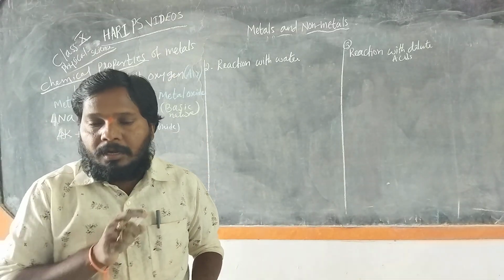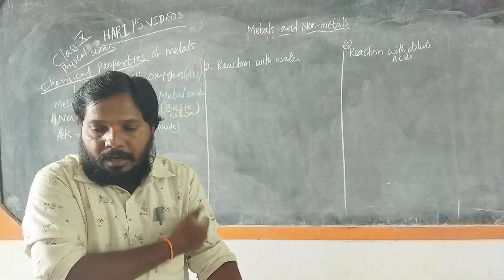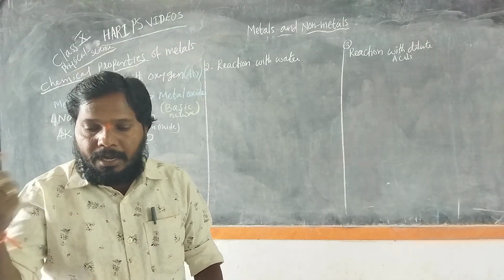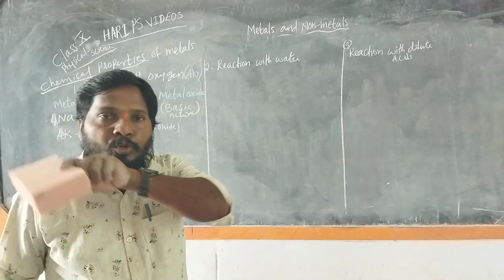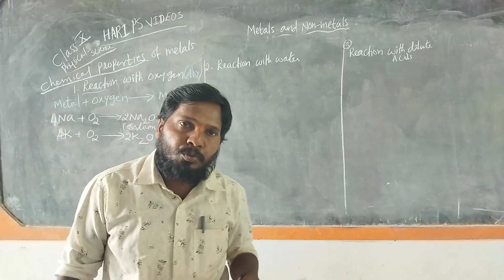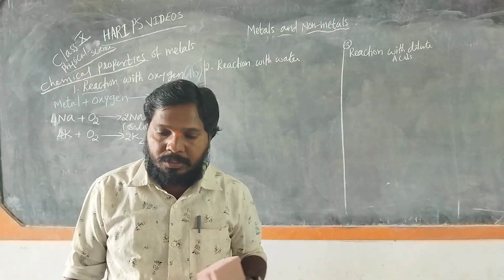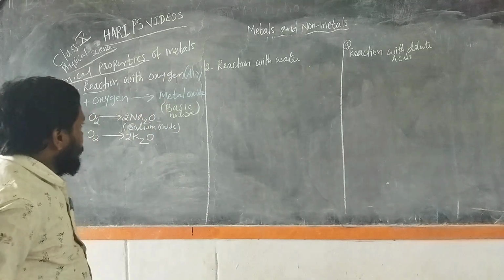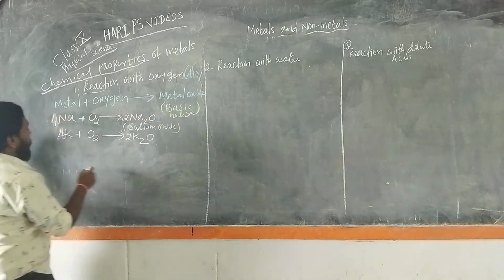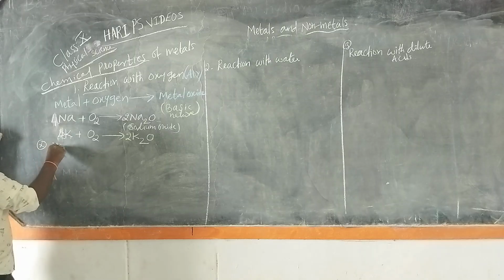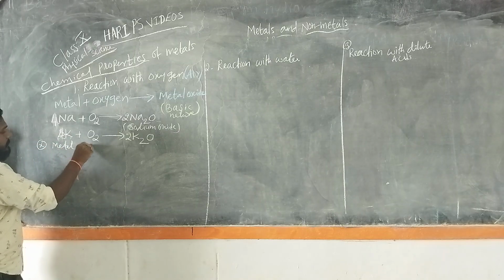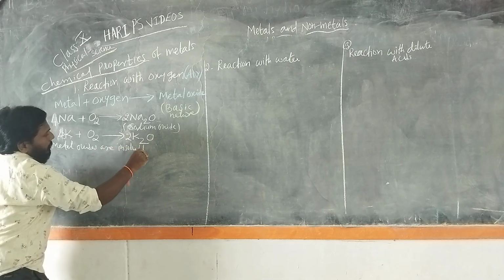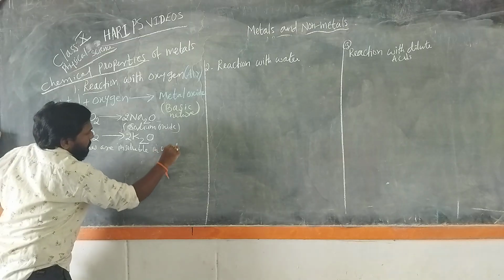Potassium and sodium are stored in kerosene to prevent their reaction with oxygen, moisture and carbon dioxide of air. Most metal oxides are insoluble in water.